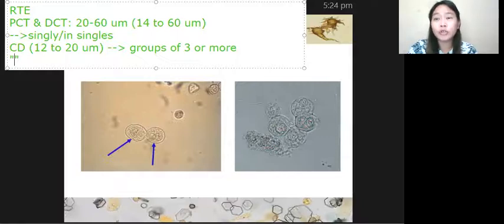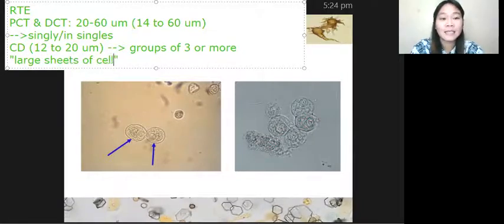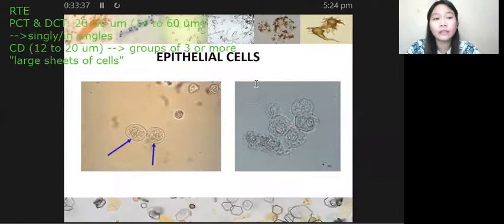it made use of the description, large sheets of cells. Okay, so yung description na to, ginamit nila for your RTE cells, particularly those that originate from your collecting duct. Okay, so kung makita nyo yung term na yan in your exam, large sheets of cells, RTE cells po yan coming from your collecting duct. Okay, so yan. Alright, take note.